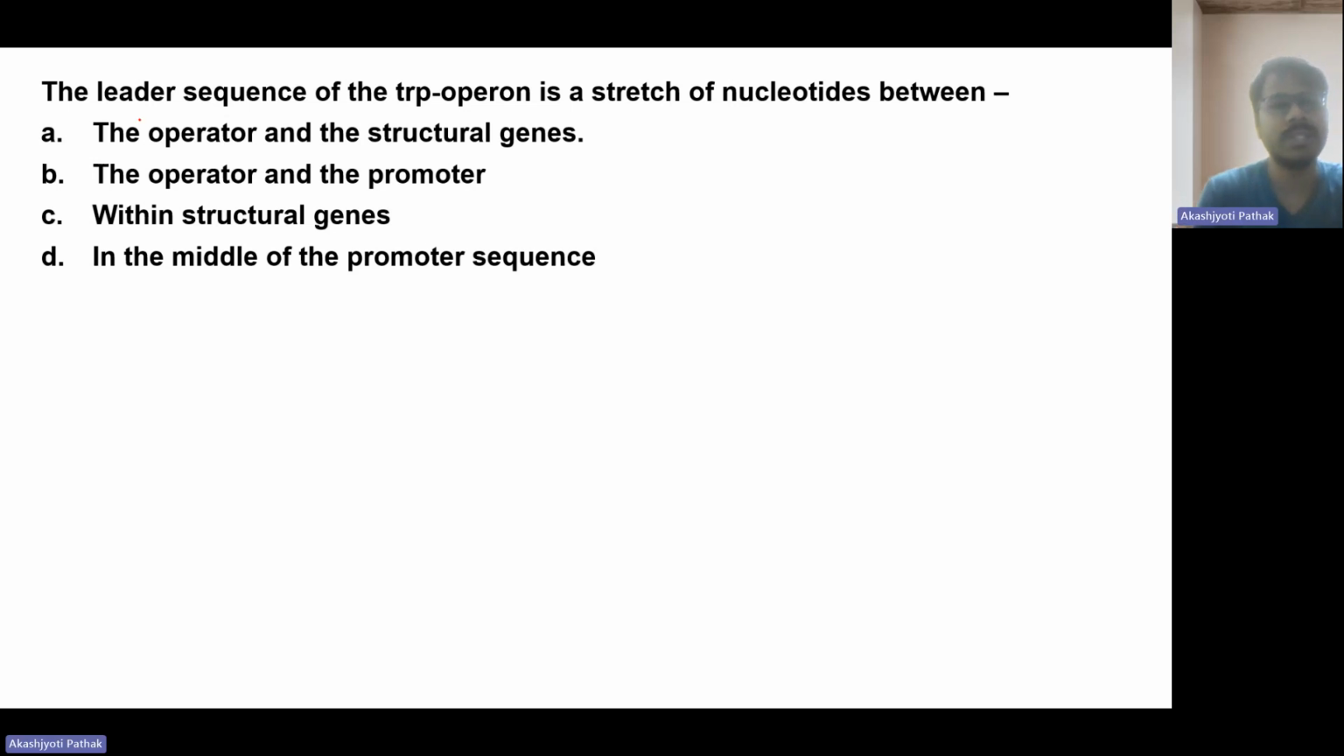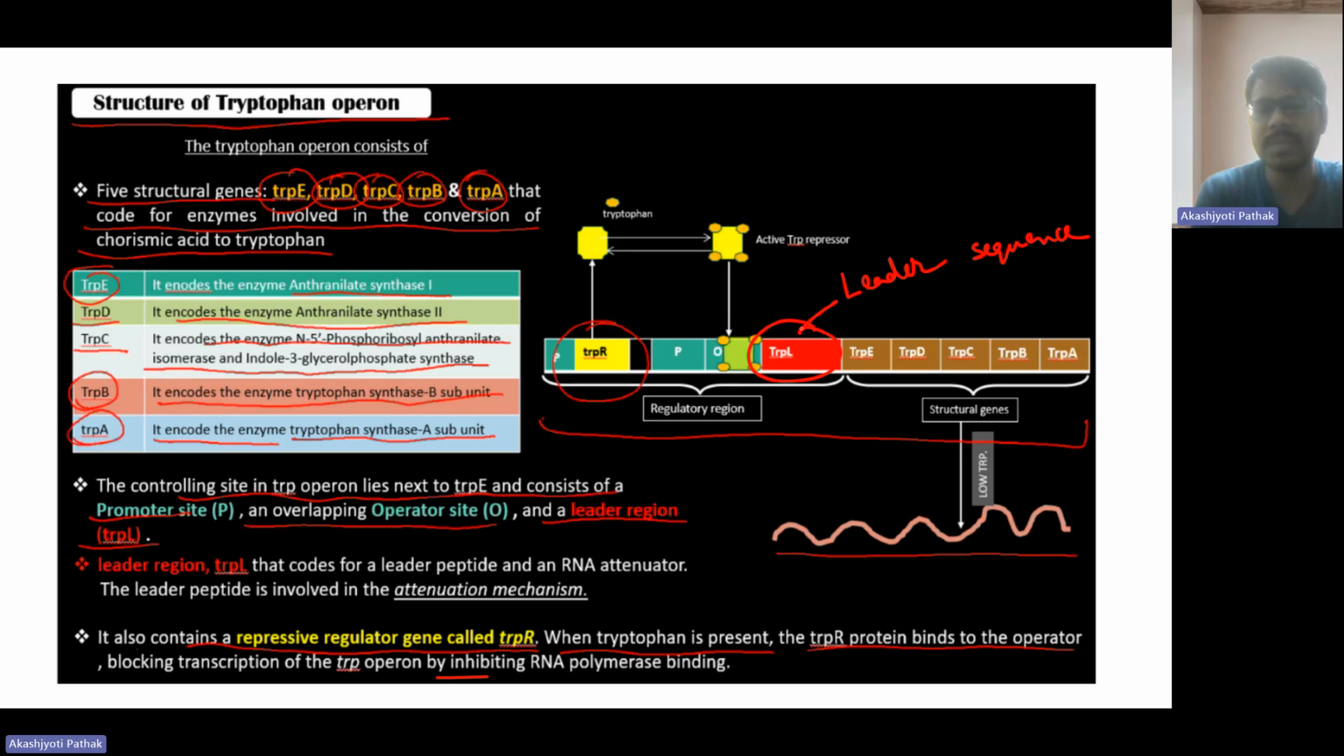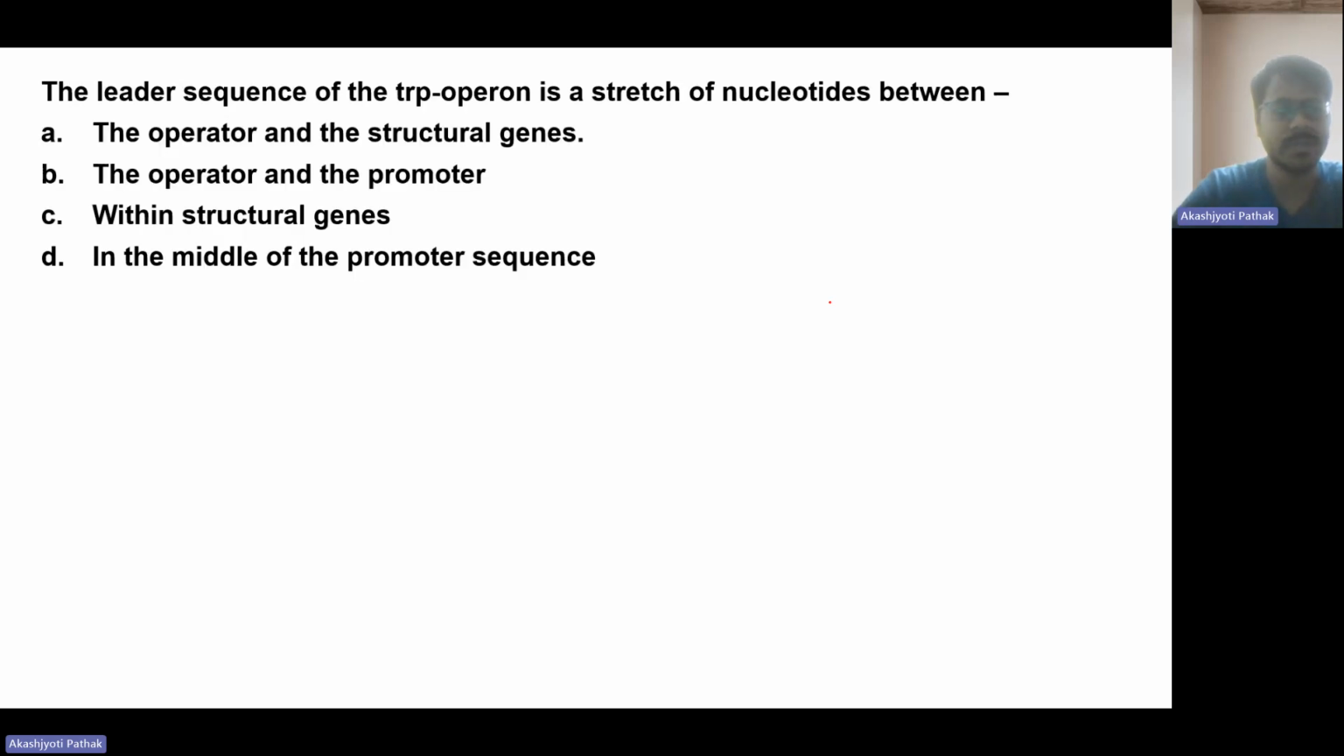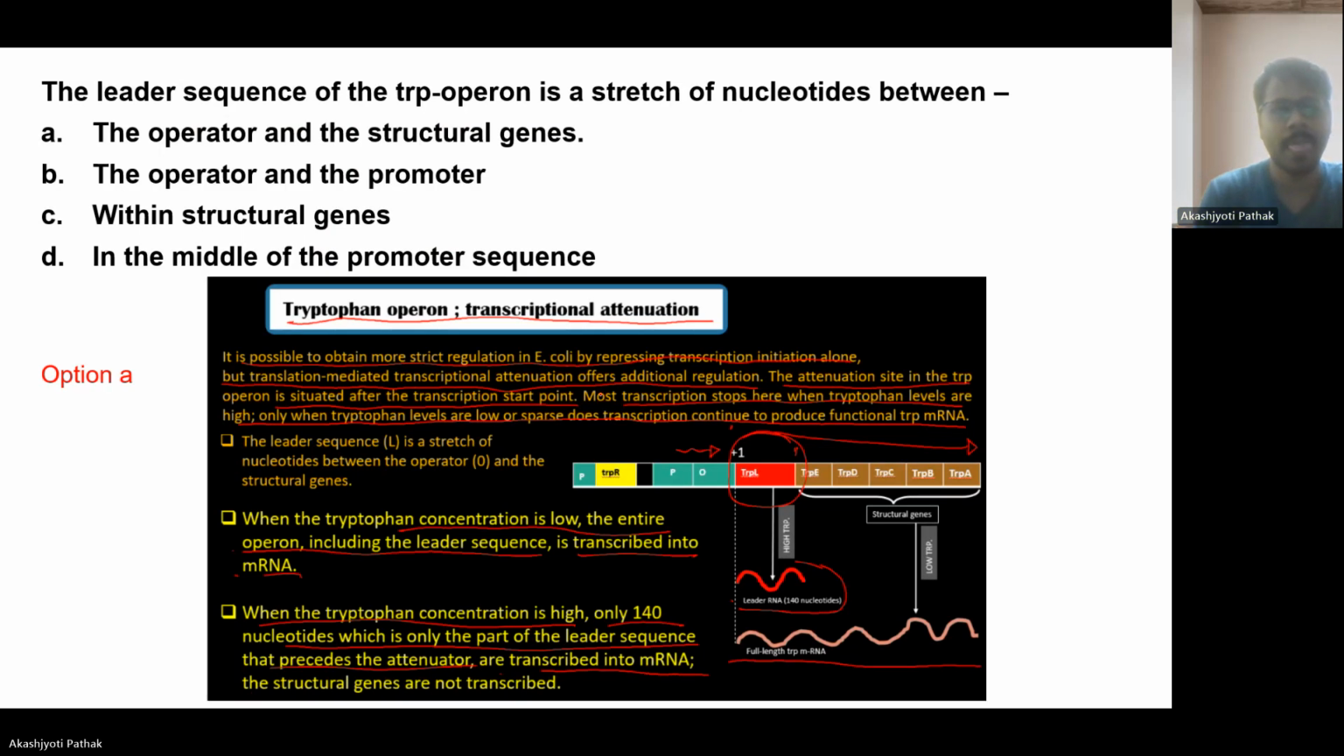So the next question is: the leader sequence of the TRP operon is a stretch of nucleotides between what? As you saw in the figure I explained, this leader sequence is present between the operator and the structural gene. Okay, it is present between the operator and the structural gene. So the answer is option A.